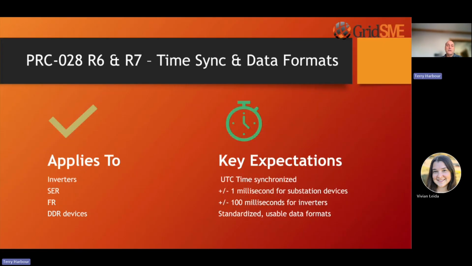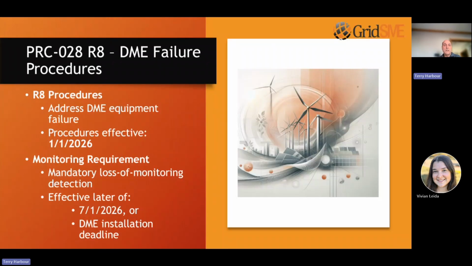Requirements 6 and 7 are your time synchronization and data formats for all of your disturbance monitoring equipment. Again, they'll want everything to be time synchronized to the right accuracies for your location, and they'll want you to put data out in the right formats.